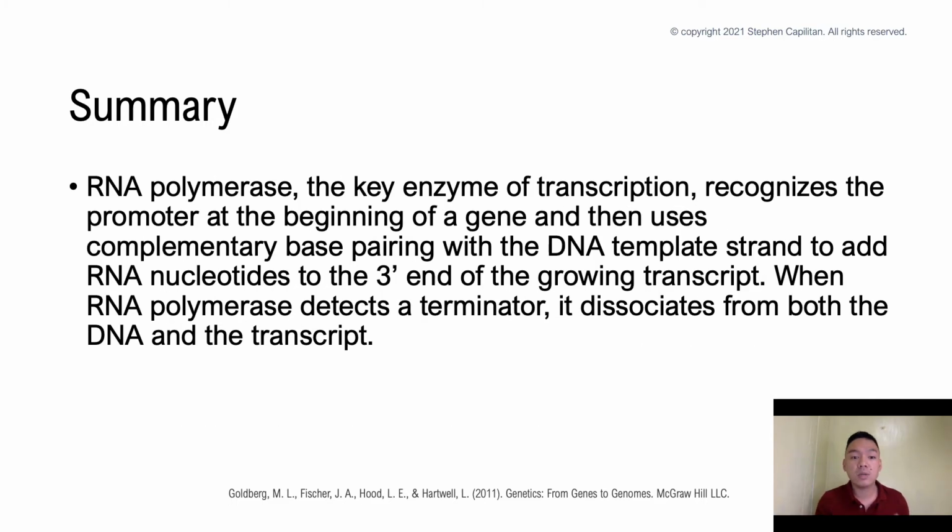RNA polymerase is what we call the key enzyme of transcription, and it recognizes the promoter at the beginning of a gene and then uses complementary base pairing with your DNA template, okay, to add the RNA nucleotides to the 3' end of your growing transcript. When the RNA polymerase detects a terminator, it dissociates from both the DNA and the transcript. And thus, this is what we call your extrinsic termination. If it stops on its own, it's what we call the intrinsic termination.